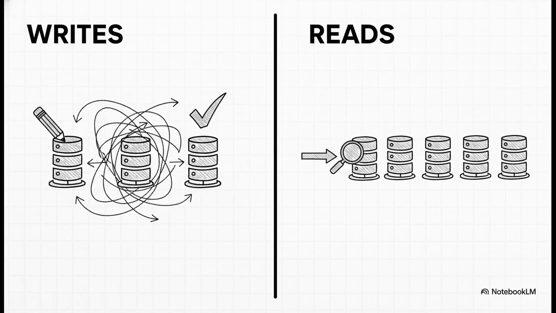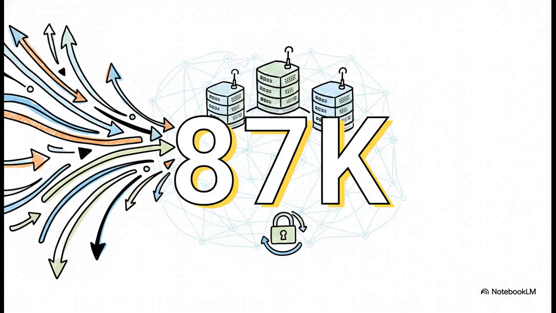A write operation has to be agreed upon by a majority of the servers to ensure consistency, and that takes a little bit of time. But a read operation? Any server can answer that from its own local copy of the data. No big system-wide meeting is required. And this means you can scale your read performance simply by adding more servers. So what this really means is that for typical workloads, which are almost always dominated by reads, the performance is just phenomenal. Even a small 3-server cluster can achieve a peak throughput of over 87,000 operations per second.